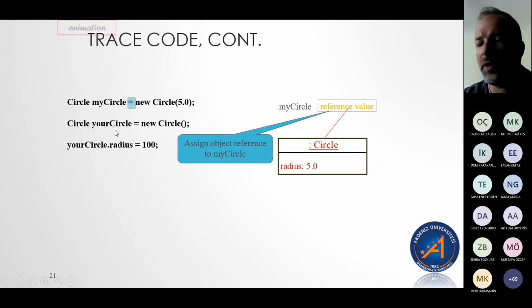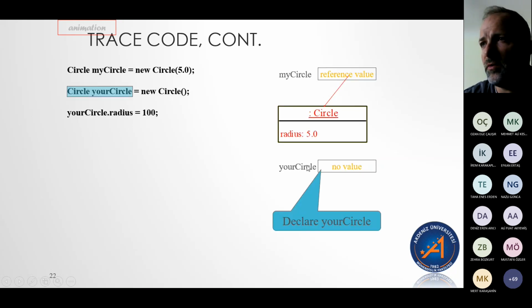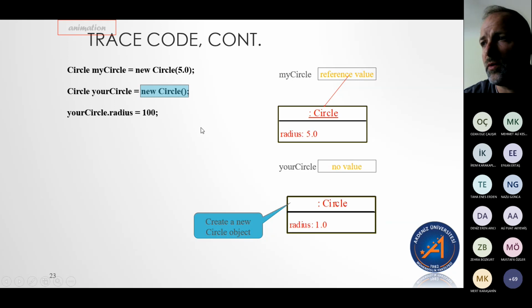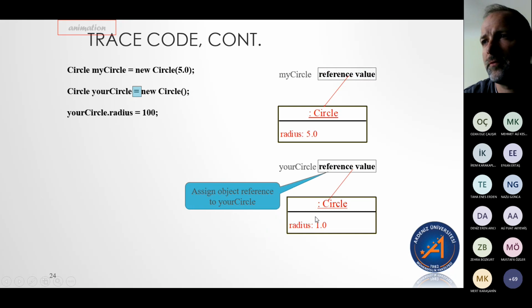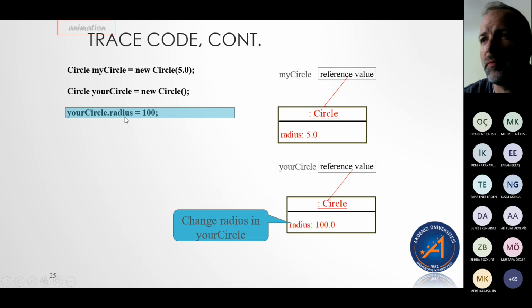Okay. Then we can create another circle. New variable, your circle. Doesn't point to anything. We create a new circle object, has a radius of 1. The reason why it has a radius of 1 is the default value we set was 1. And then this equal sign makes it point to it. All right. So now when we do this, this changes. Remember, this radius acts like a variable, right? And so now it sets that value to 100 instead of the 1 that it was before. Okay.